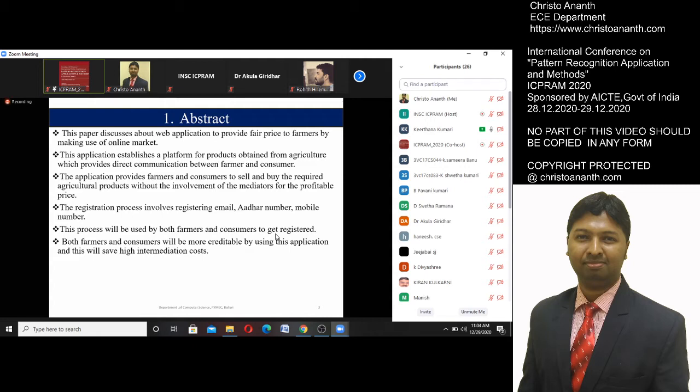We will implement a registration process, which involves registering email, Aadhaar number, and mobile number. In our web application, both farmers as well as consumers will be registered, where both can know the details about the products which are available.